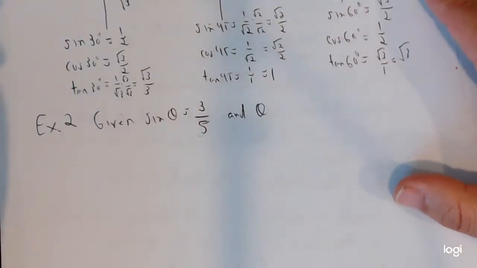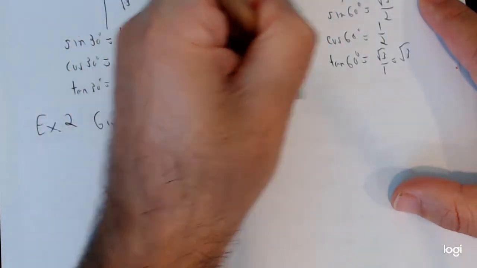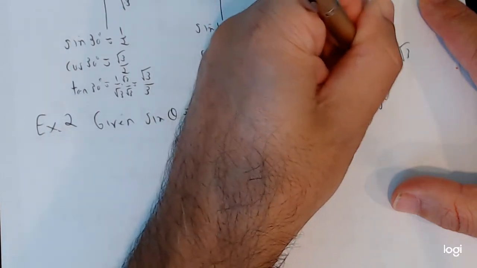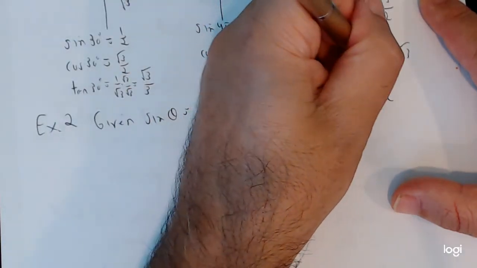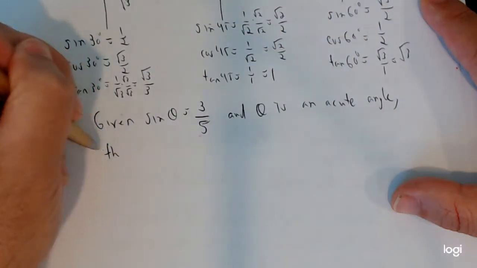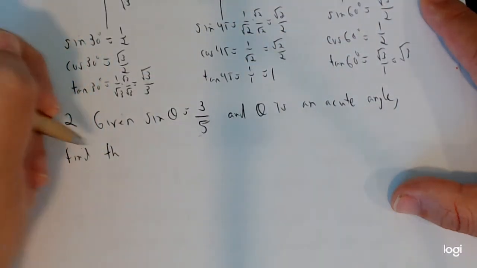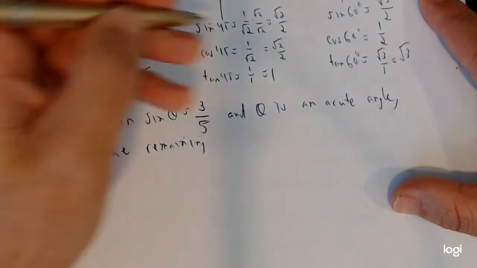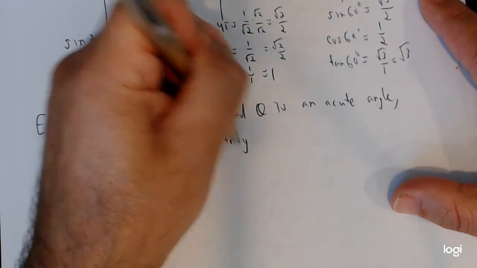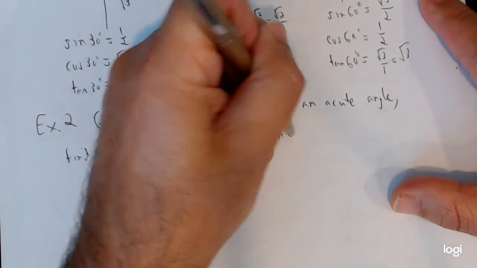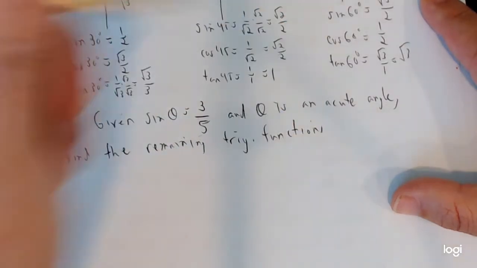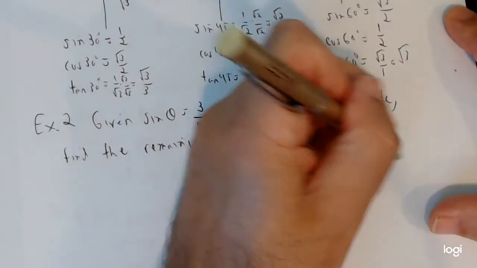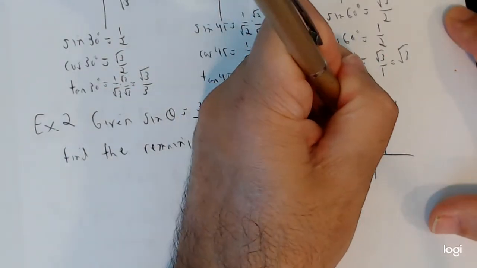So, and theta is an acute angle. Find the remaining trig functions. Okay, so for this one, notice how when they say theta is an acute angle, what does that mean? It's between 0 and 90 degrees.